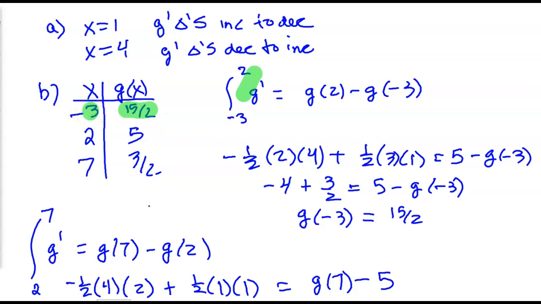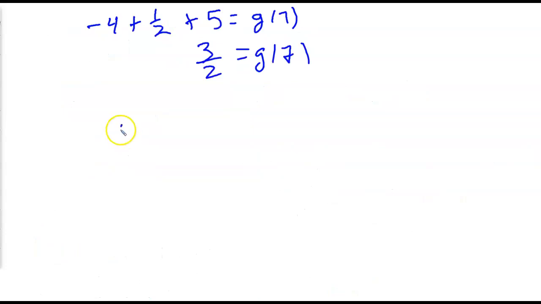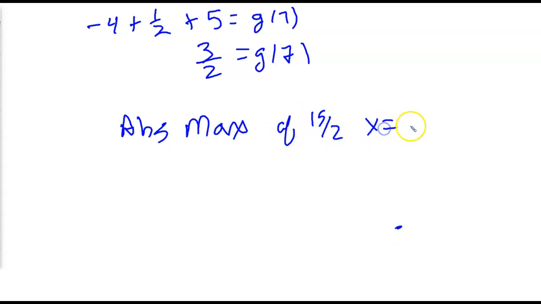So we just write a statement. This is our justification here. So we're going to say I get an absolute max of 15 over 2 when x is equal to -3.